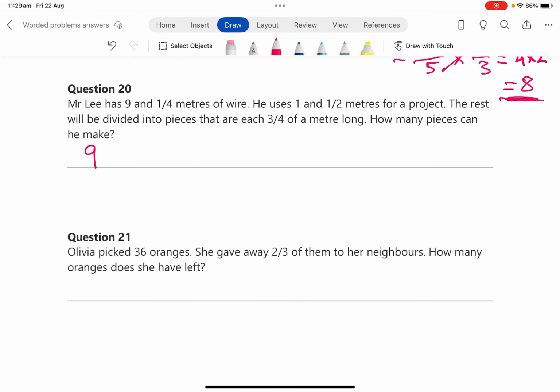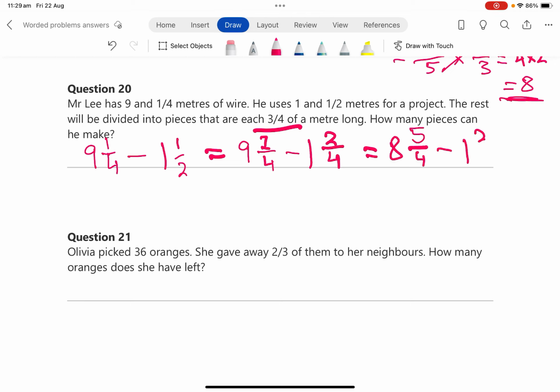All right, Mr. Lee, he's got 9 1/4 of a meter of wire. He uses 1.5 meters. You might notice this is very similar to a question from earlier. And the rest is being divvied up into 3/4 of a meter long. So we'll carry this out. Same as previously, we need common denominators. We need to borrow in order to do the subtraction. 8 minus 1 is 7. 5 minus 2 is 3 out of 4. And that is going to be my answer in meters.